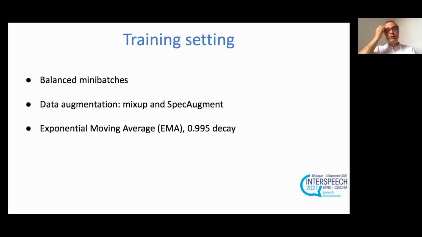To train the models, we used a balanced sampler to build the mini batches. We used MixUp and SpecAugment as augmentation techniques. And we averaged the weights during training with exponential moving average.